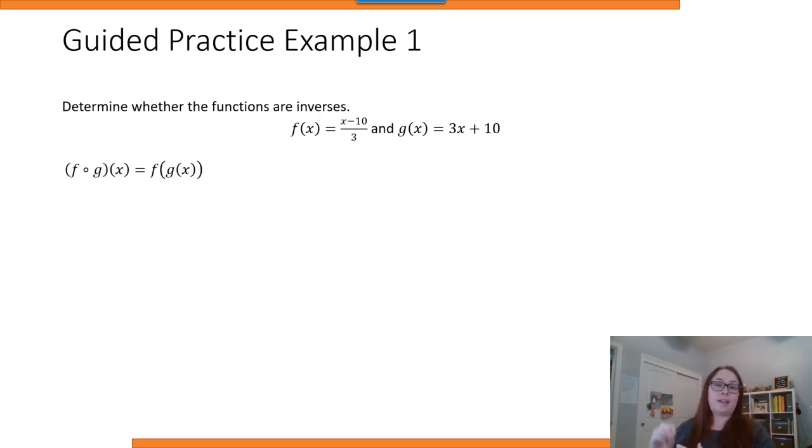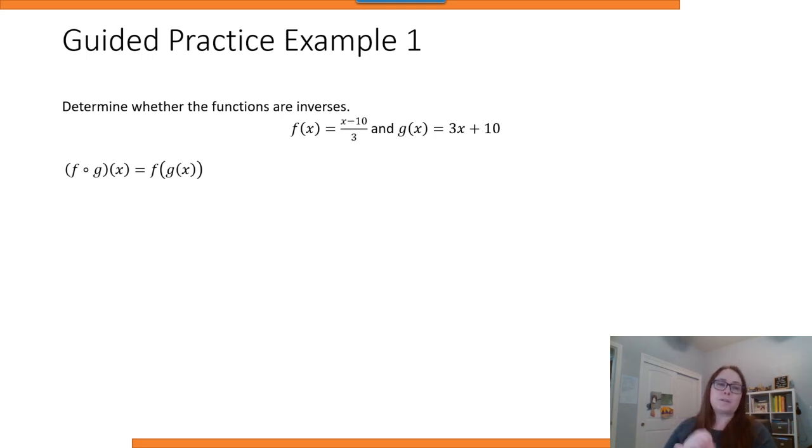And then if I get x from composing those, then I will flip it and do g composed with f and see if I get x there as well. And if I do for both of them, then I can say that these are in fact inverse functions. If I get anything other than that, then they're not inverses.